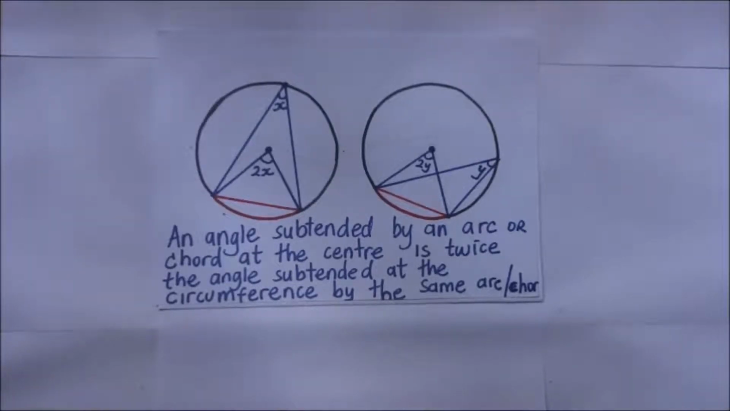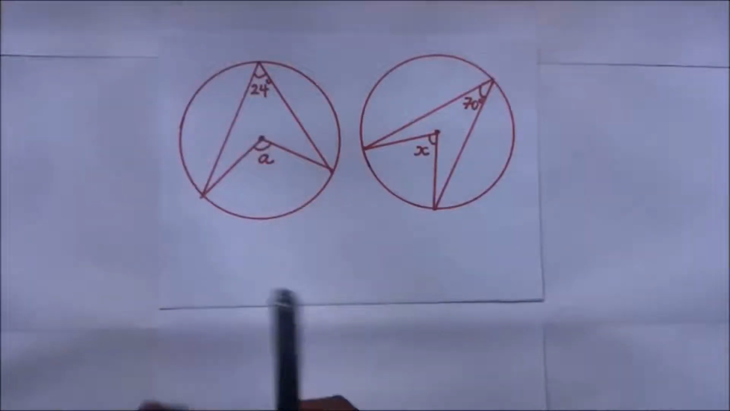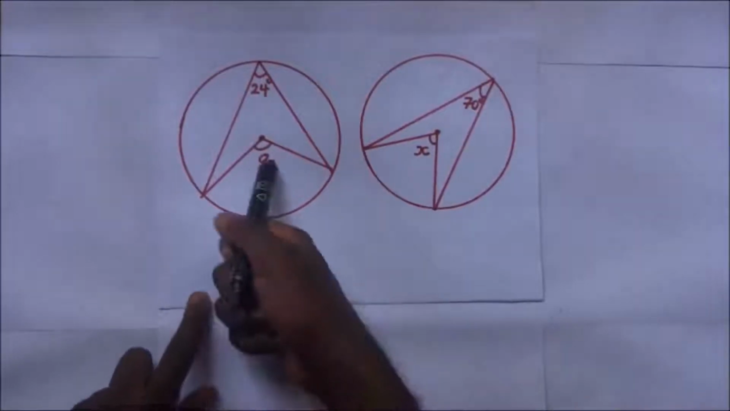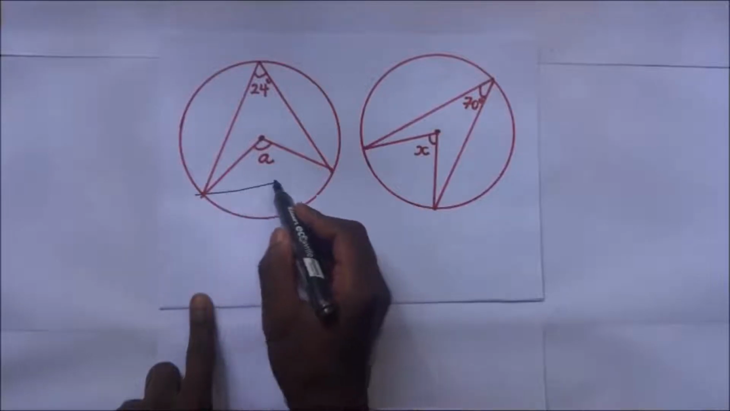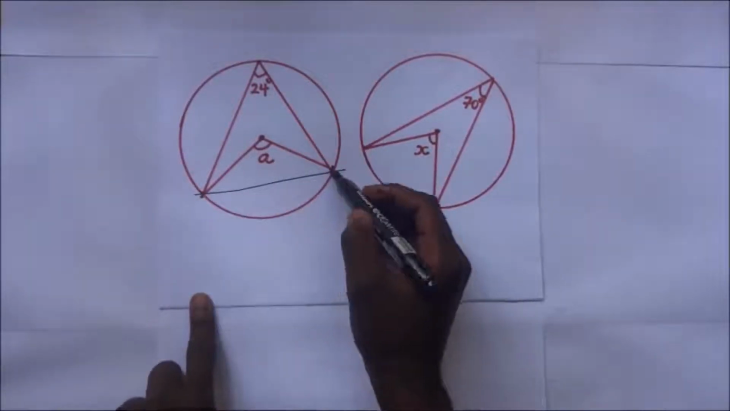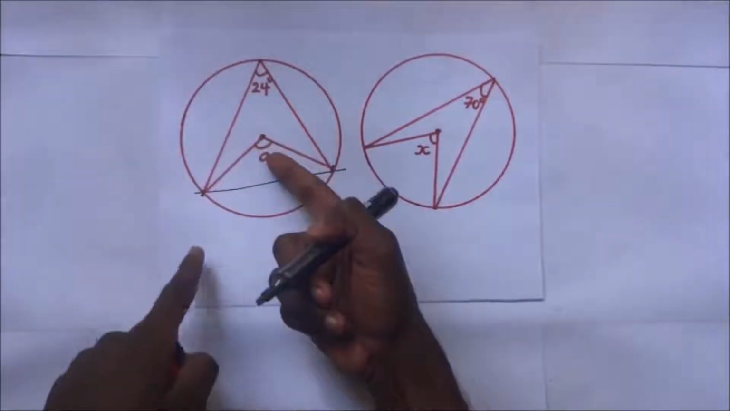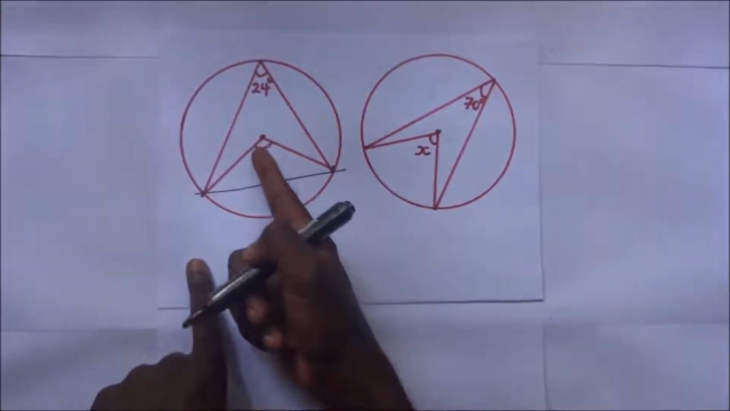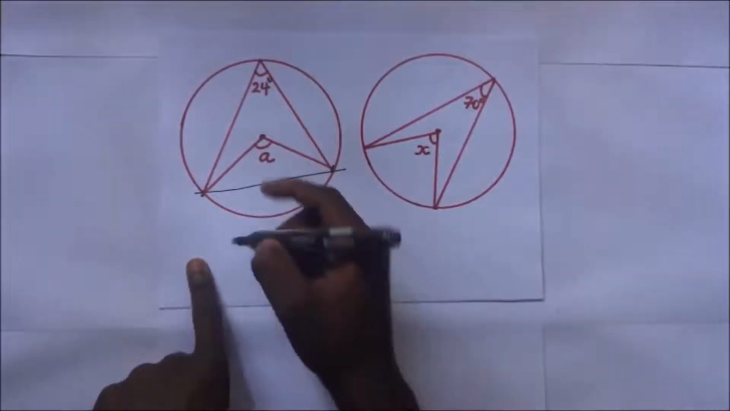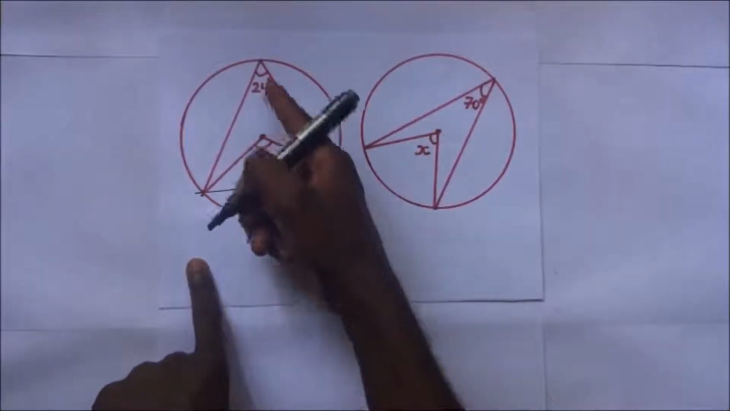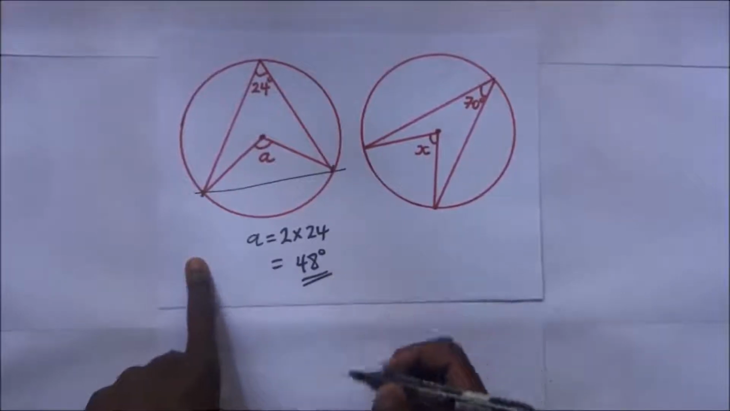Let's do some examples to illustrate this. If you look at this, for example, we have 24 degrees there, and we are required to find the value of A. We remember that this is the same chord. It is subtending 24 degrees to the circumference, and it's subtending another angle at the center. So this angle is going to be twice that one. So the value of A here is going to be 2 times 24, and it will be 48 degrees.